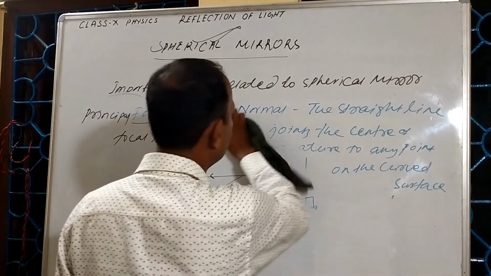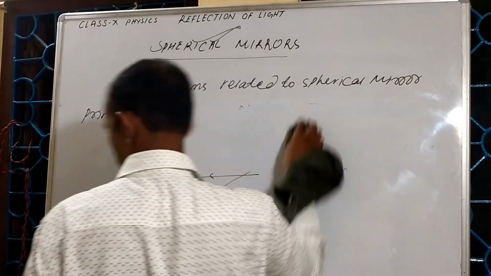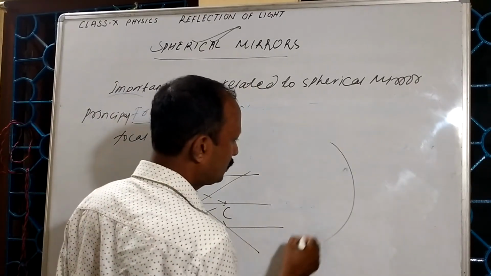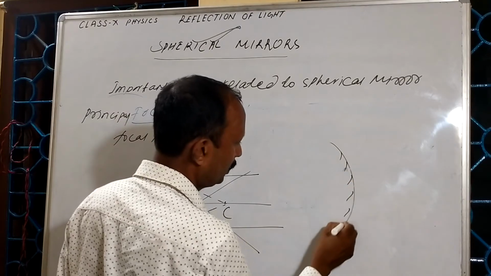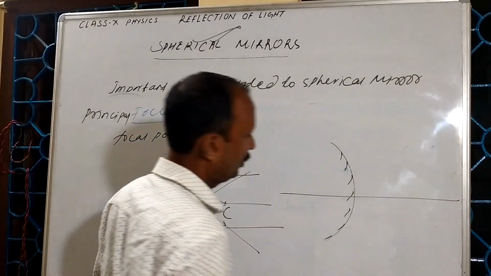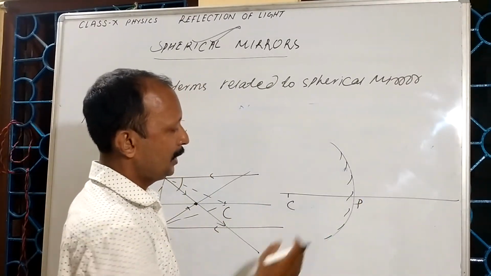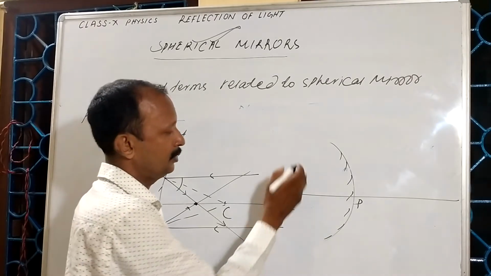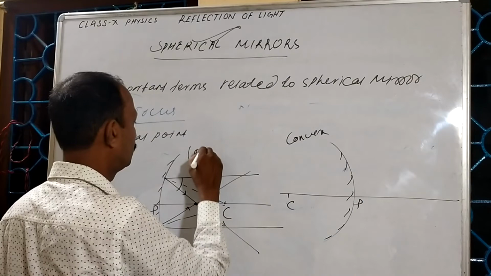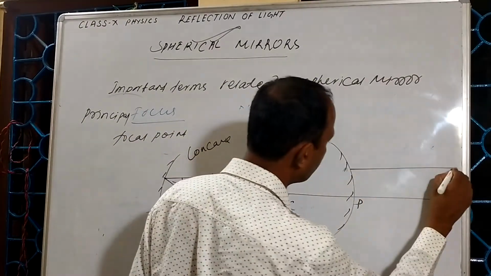See here. Suppose it is a convex mirror. Now this line is the principal axis. This is the center of curvature, this is the pole. This is the back side of the mirror. This is the convex mirror. Convex. This is concave.